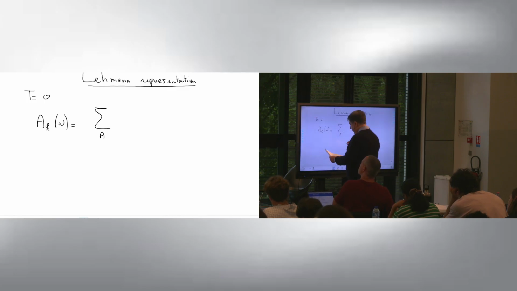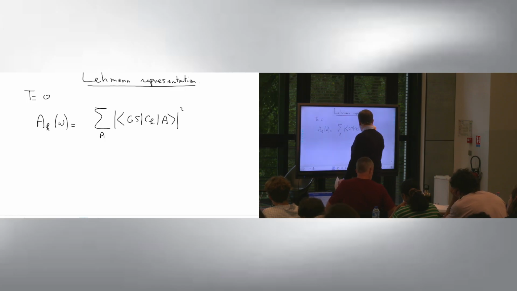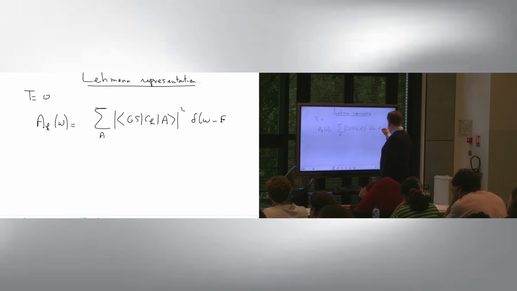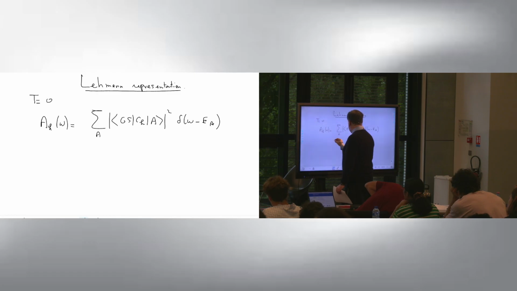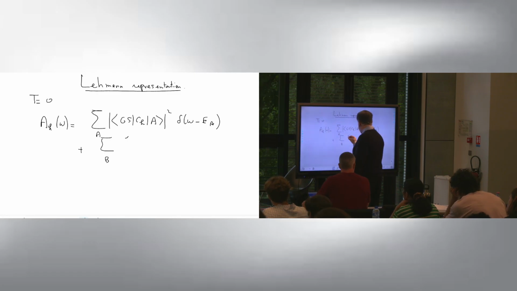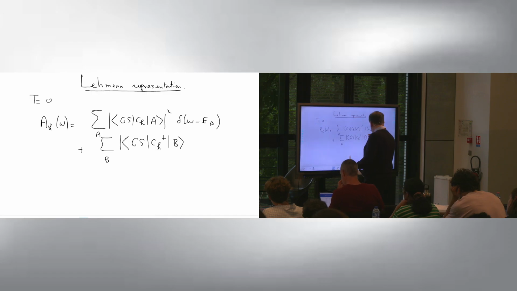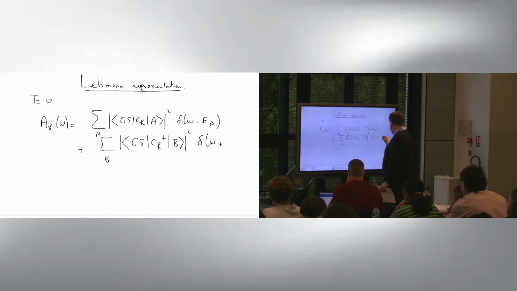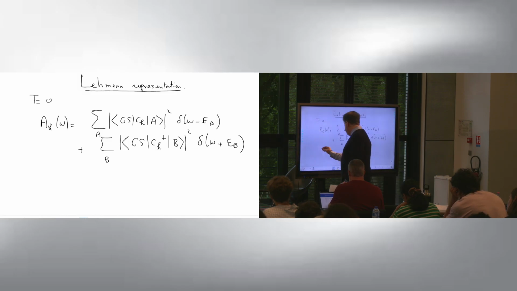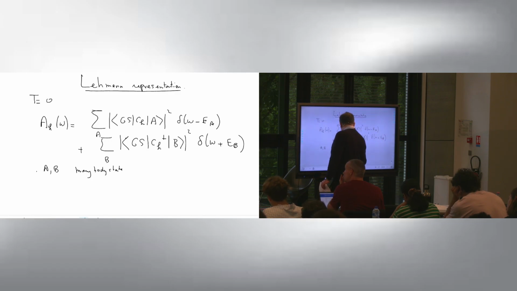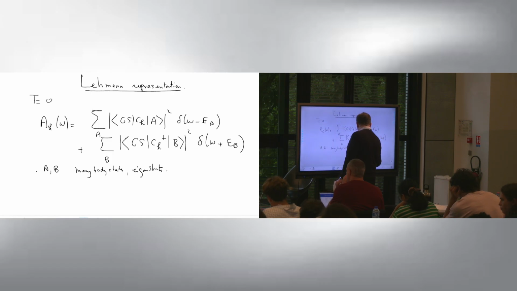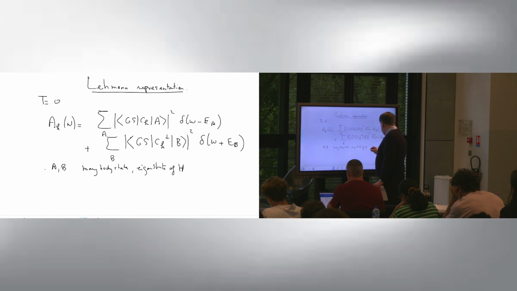Sum over A, average in the ground state, |c_K^† A|squared, delta of omega minus E_A, plus sum over B, where A and B are many body states which are eigenstates, in fact, of H with energy E_A and E_B.